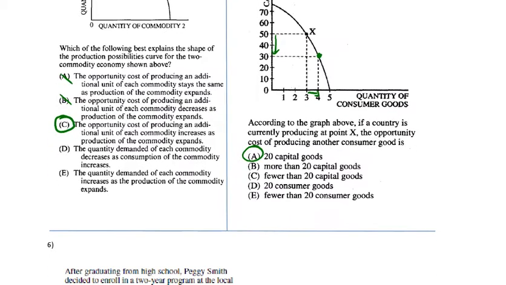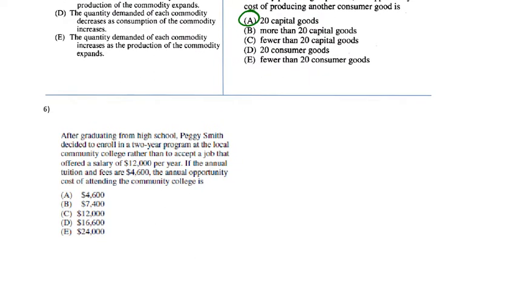All right. After graduating from high school, Peggy Smith decided to enroll in a 2-year program at the local community college rather than to accept a job that offered a salary of $12,000 per year. It's really the same question that we answered on the last page, just a different year. Her opportunity cost is both of these. Add these up, the tuition and fees plus the money she could have made by working full time. $12,000 plus $4,600 is $16,600. Okay. All right, let's move on.